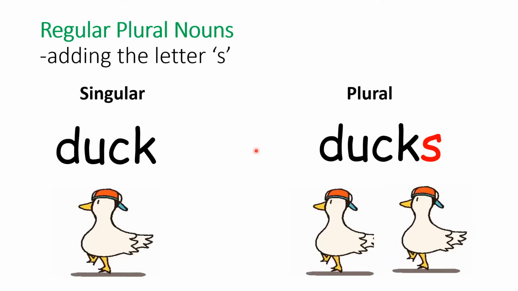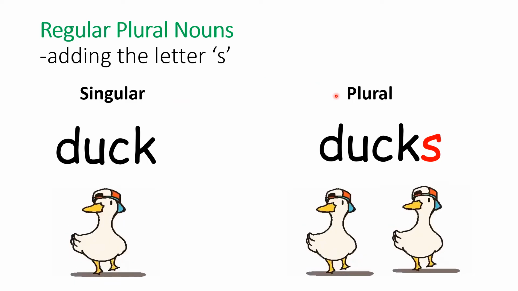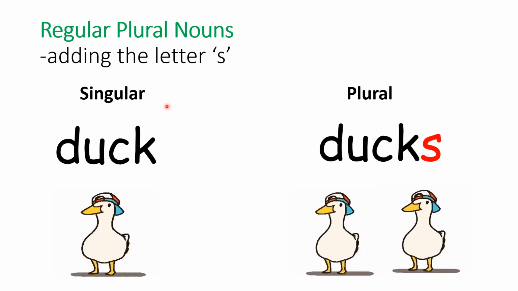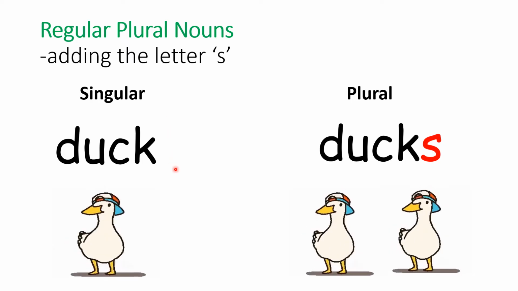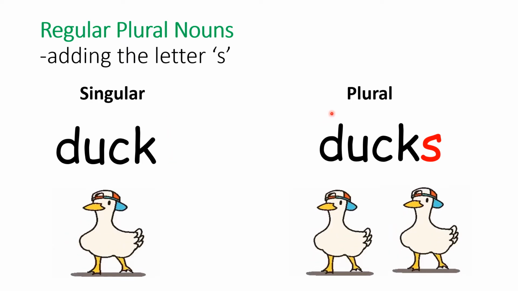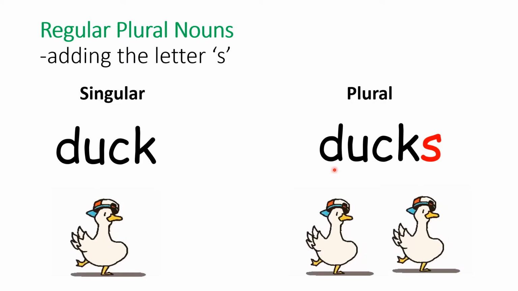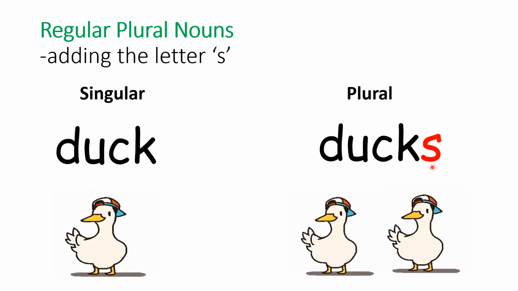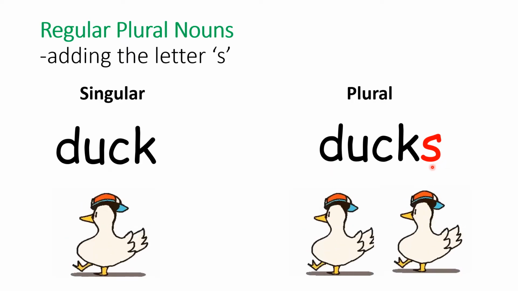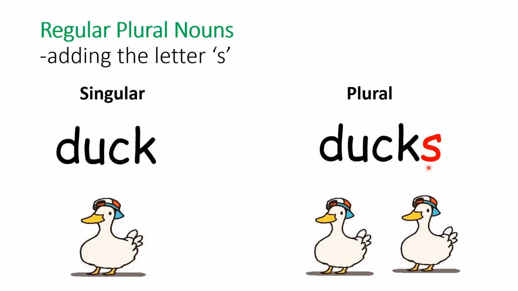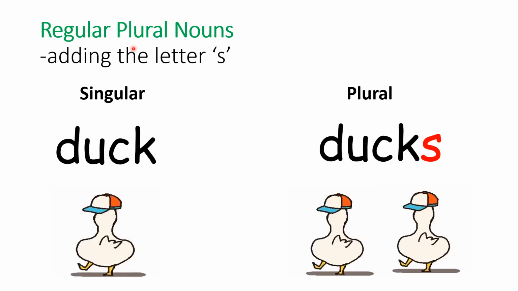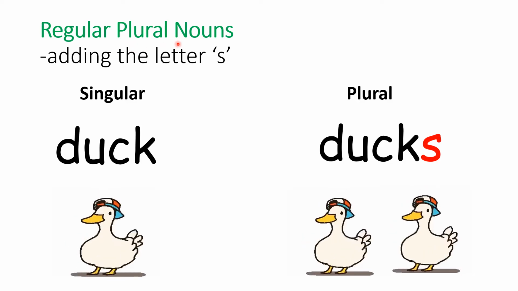Now, see the difference between the singular and the plural word for duck. If it is only one, which is singular, the word is duck. If it is plural or more than one, it becomes the word ducks. There is a letter S at the end of the word duck. If you only add the letter S, meaning to say it is a regular plural noun.